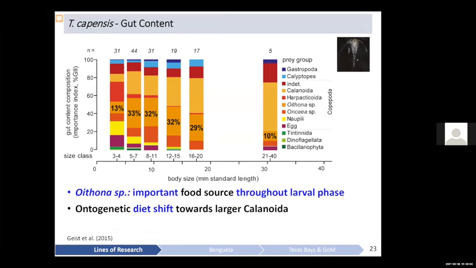So they can exploit this relatively abundant, relatively small copepod compared to the larger calanoida, but when they're growing in body size and metamorphosing into juveniles, there is a diet shift towards the larger calanoids.